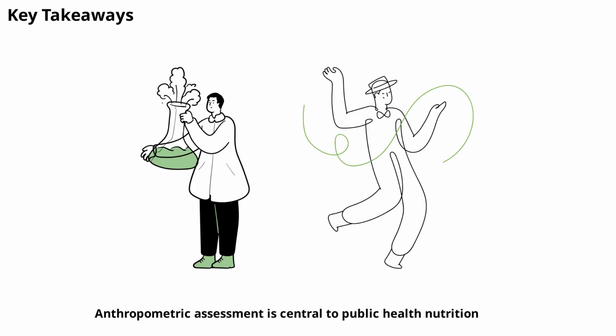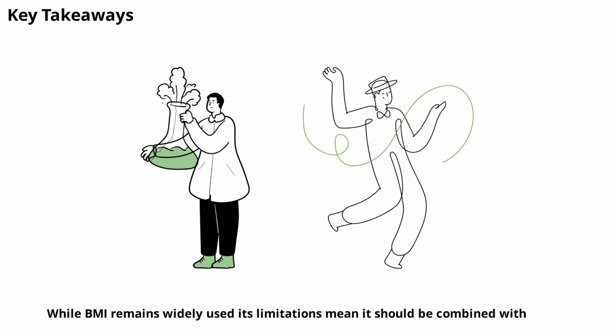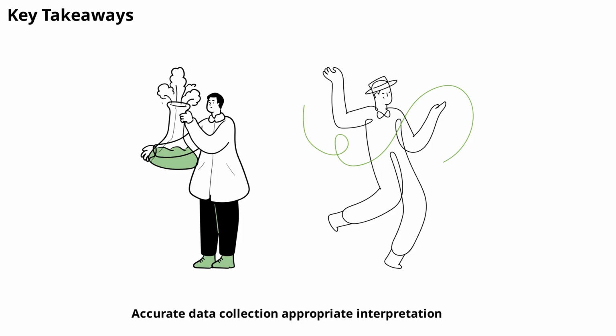Anthropometric assessment is central to public health nutrition. While BMI remains widely used, its limitations mean it should be combined with other measures like waist circumference and body composition analysis. Accurate data collection, appropriate interpretation, and ongoing training are essential for effective nutrition monitoring and intervention.